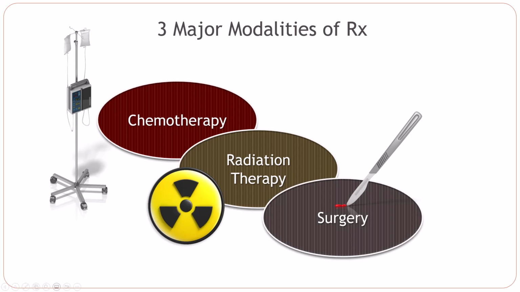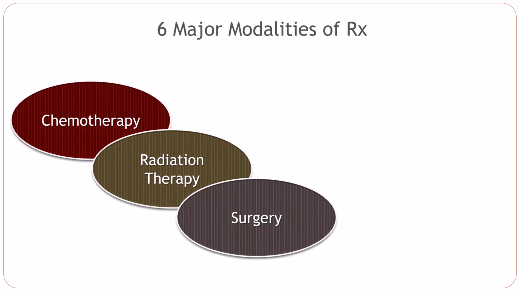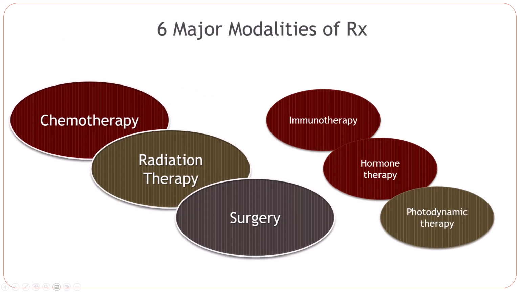But there are not three major modalities now. There are actually 6. What else do we have? We have immunotherapy, we have hormone therapy, and we have photodynamic therapy. But we're not stopping there. There's another one, which is called gene therapy. This is something which is undergoing major research and development.